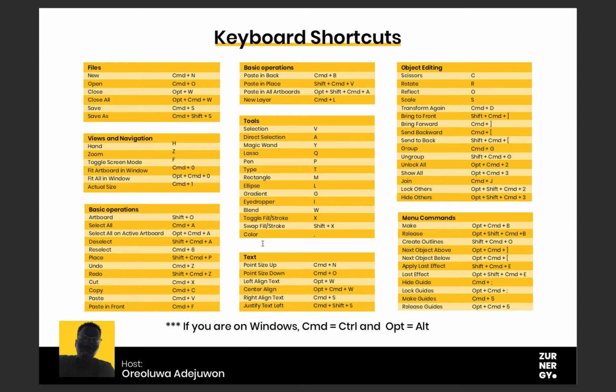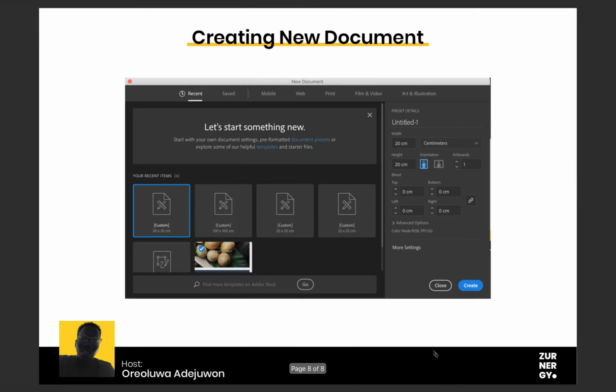And for people using Windows, your CMD will actually be Control on your laptop, and the Option key, where you see OPT, you should use Alt on your PC. It is just a major difference for people that don't know the difference between each of these things. So the Command button is Control on PC, while Option is Alt on PC. I've listed that here, so you can easily do what you want to do with that. So this is how you create a new document, and I'll be showing you that very soon.